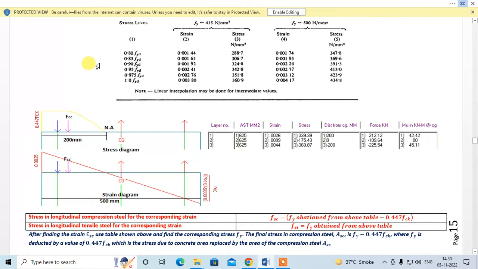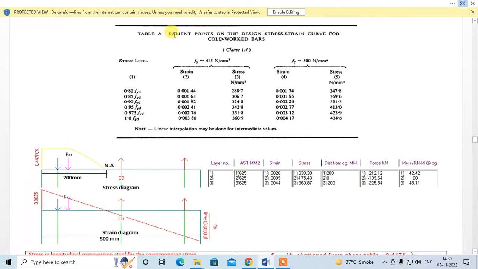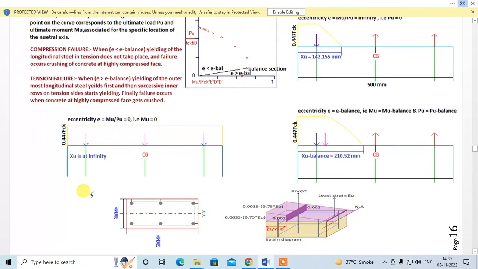Now this is Table A, which will be used a number of times. Salient points on the design stress strain curve for cold worked bars, right? This I have taken from SP16. This table is obtained from the design curve for Fe415 and Fe500. These are the different stress levels. These are the strains, these are the corresponding stresses. Again, strain and corresponding stresses, right? Fine. So over here, for this column, our Fe is 415.